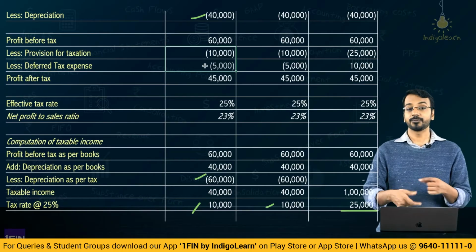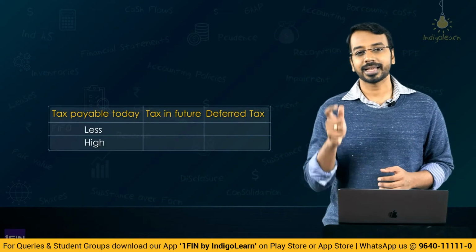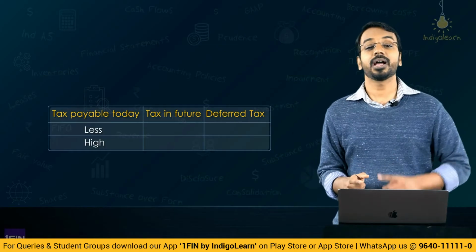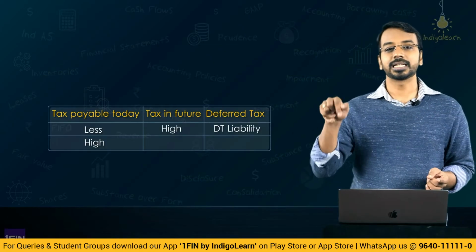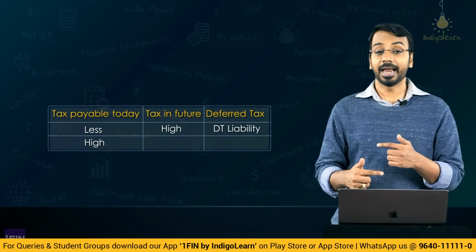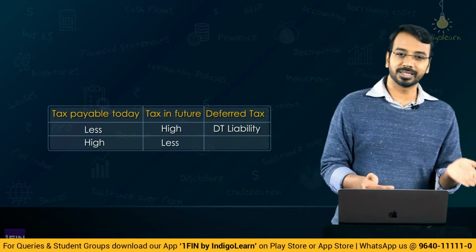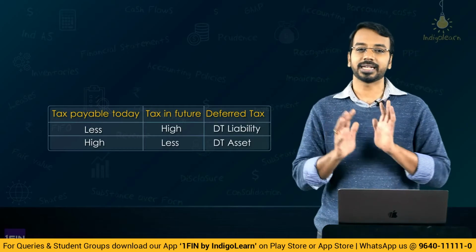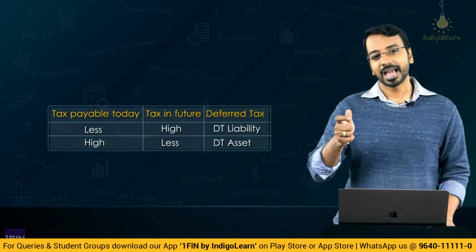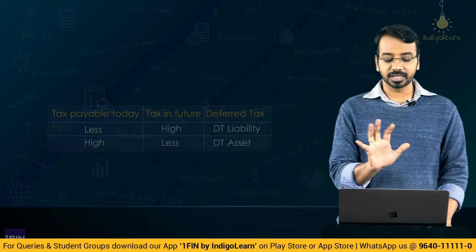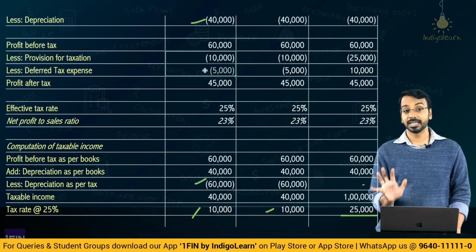Okay, now here, few things that we have understood so far is that if I am paying a less tax today and I have to pay a higher tax in the future, there is a deferred tax liability today. And the reverse of this, if I am paying a higher tax today and I'll pay less tax in the future, there is a deferred tax asset. So there can be a liability and there can be an asset. Now this is the income approach.